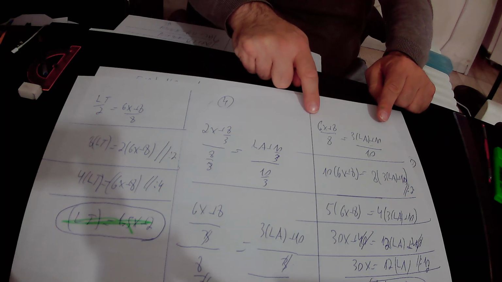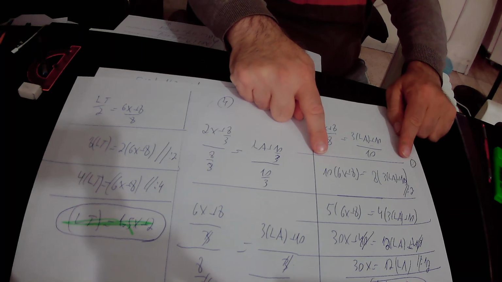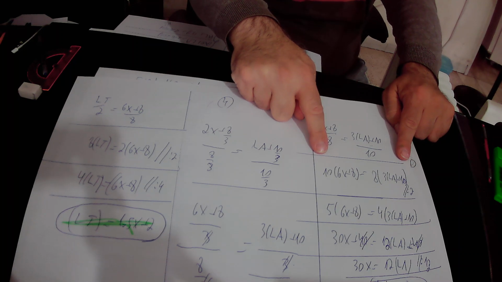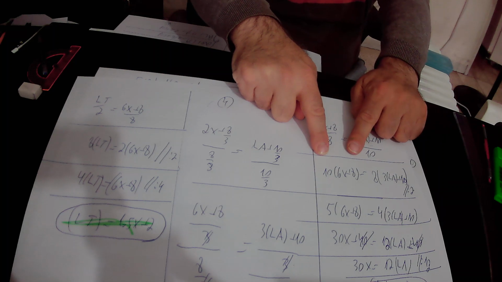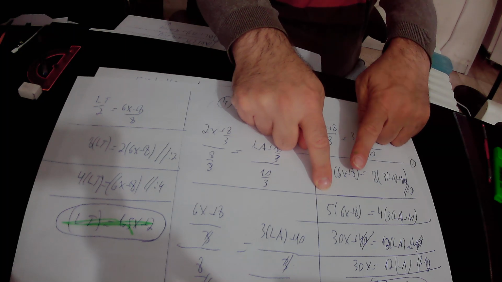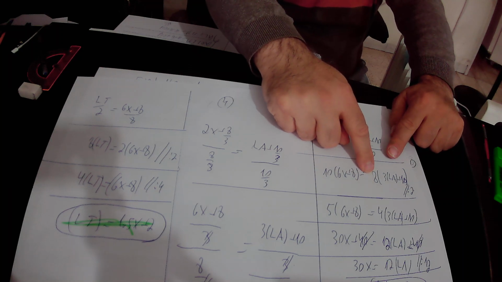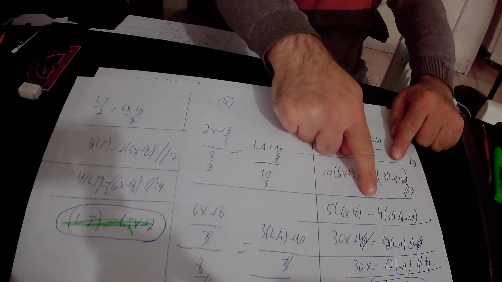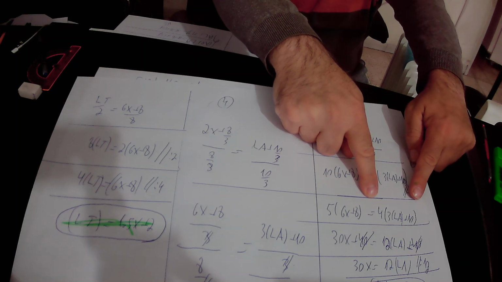Here we cross multiply this equation and found out that 10 times (6x plus 8) equals 8 times (3LA plus 10). Here we divided this equation by 2 and found out that on this side of the equation we have 10 over 2, that is 5, so in total this expression equals 5. And inside the brackets we have 6x plus 8. On the other side, 8 over 2 is 4, so in total on this side we have 4 times (3LA plus 10).